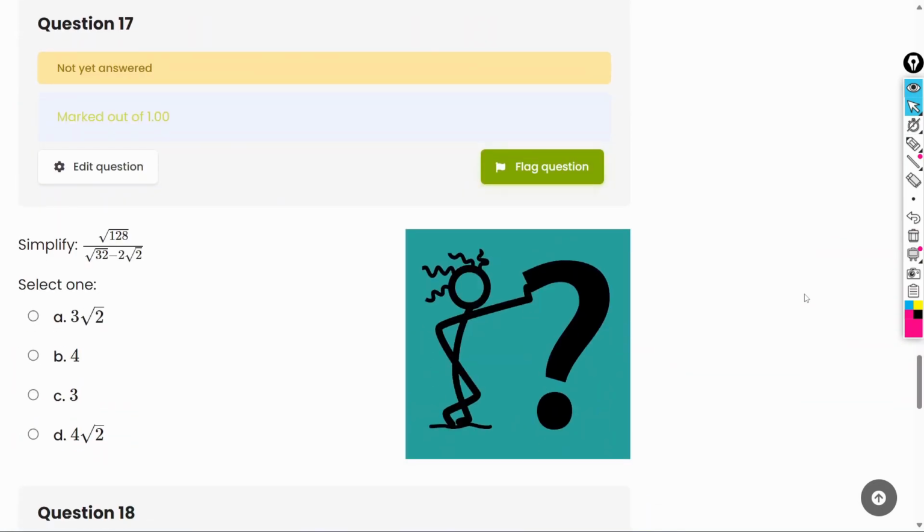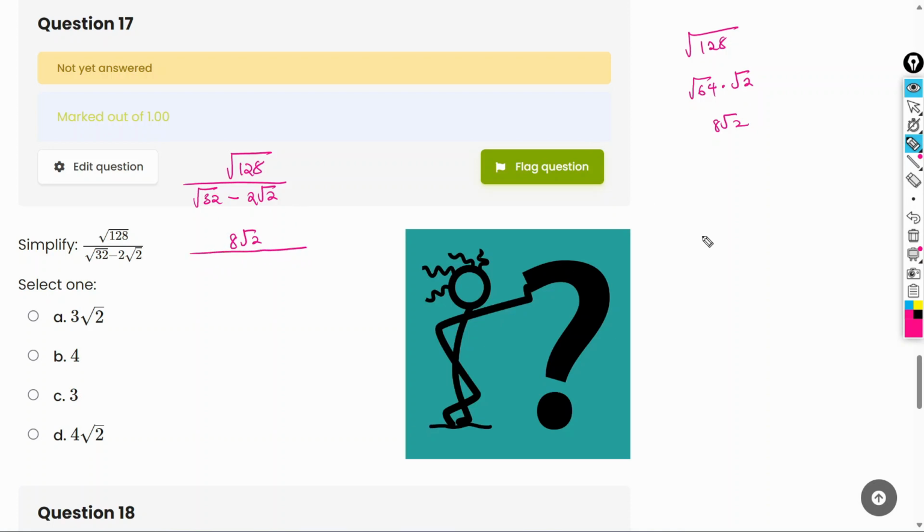Okay, so 17 says the square root of 128 over square root of 32 minus 2 root 2. The first thing I want to do is simplify. The square root of 128 can be written as square root of 64 times square root of 2, which would just be 8 root 2. So that's 8 root 2 on top.